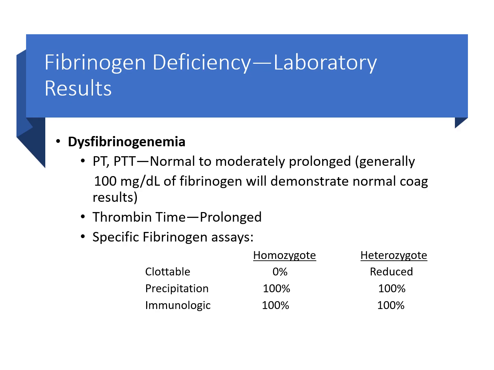In a homozygote versus heterozygote, 0% is clottable with a homozygous patient, and we're going to have reduced clottability with a heterozygote. Precipitation, 100%, 100%. Immunologic, 100%, 100%. So really, the clottability is really where we're going to see the difference between the homozygous and the heterozygous patients.